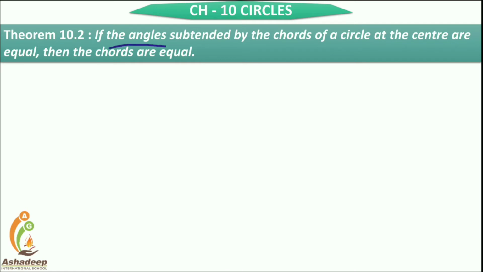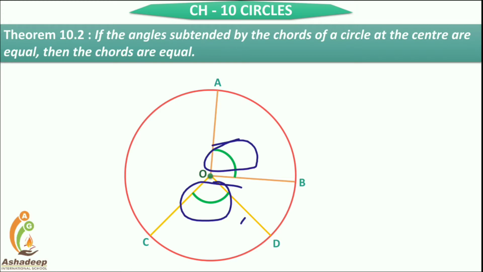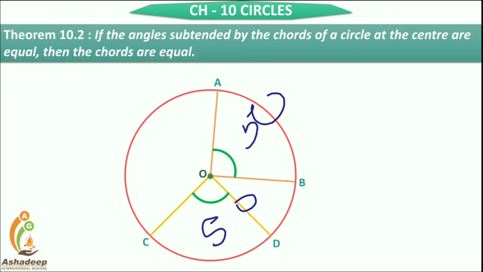If angles subtended by the chords of a circle at the center are equal, then the chords are of equal length. So see here, AB and CD are the chords, the chord that is not drawn yet. Now see, CD is going to subtend some angle here and something here. So both are say equal angles. We can say it is also 50, it is also 50, right? So the lengths of the chords are equal.